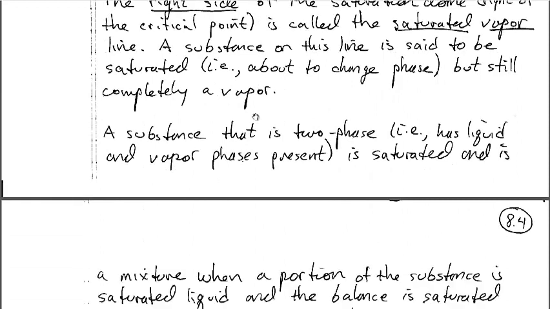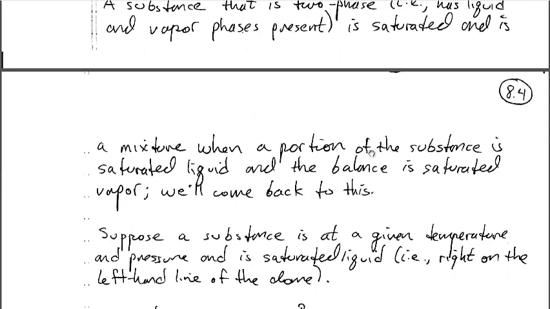Okay, so as I just mentioned, a substance that is two-phase, that is, it has liquid and vapor phases present in a mixture of phases, that two-phase substance is saturated, and it's a mixture when a portion of the substance is saturated liquid and the balance is saturated vapor. So we're going to come back to this idea of a two-phase mixture a little bit later on.